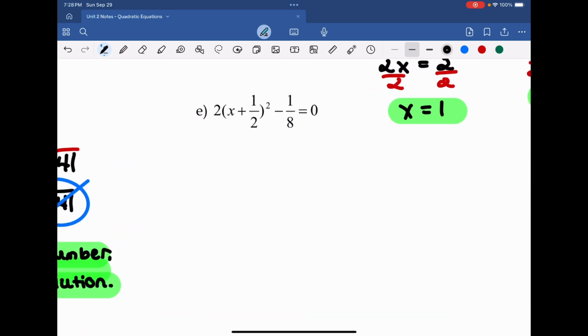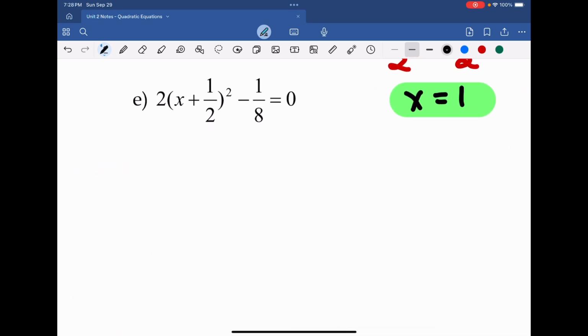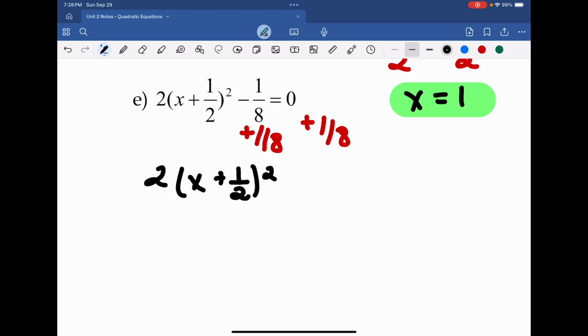All right, we're going over to E. In this case, E, there's some fractions here, but just like before, what we're going to have to do is add our term across, or subtract it if it was being added. But in this case, because it's being subtracted, we're going to go plus 1 over 8. This is going to give us 2x plus 1 over 2, all raised to the power of 2, is equal to 1 over 8.